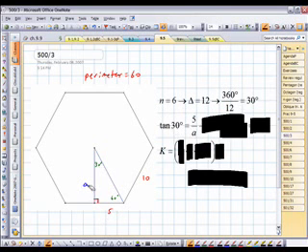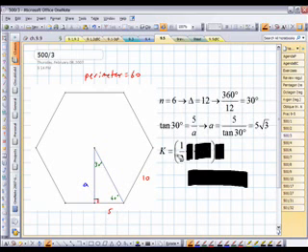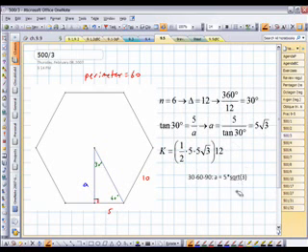Opposite is 5, adjacent is A, so A is 5 over tan 30. Which comes out to, as we can see, exactly 5 rad 3. Use a calculator if you want an approximation. So half times the base of 5 times the height of 5 rad 3 times 12 triangles, and yeah, here it is, 30-60-90, 5 rad 3.